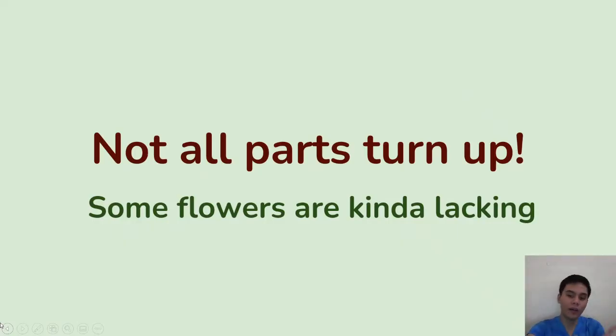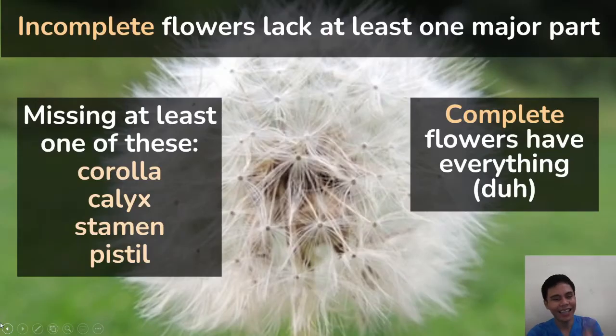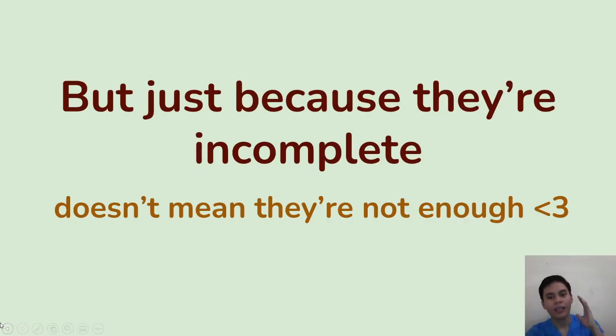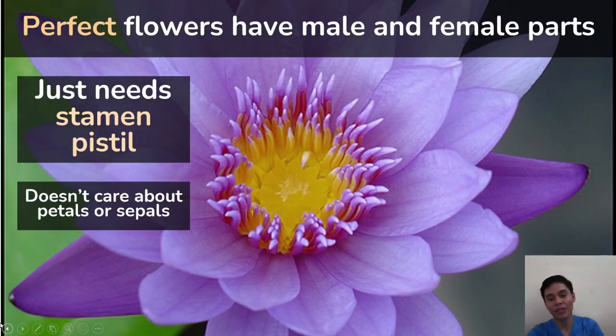Not all parts turn up in all flowers. Some flowers lack some parts. Incomplete flowers lack at least one major part of the flower, for example, petals or sepals, or the stamen or pistil. Complete flowers would have, of course, everything because they're complete. But just because they're incomplete doesn't mean they're not enough. There are some types of flowers called perfect flowers that just need the male and the female parts. As long as there's a stamen and the pistil, it doesn't matter whether there are petals or sepals. They're perfect the way they are.